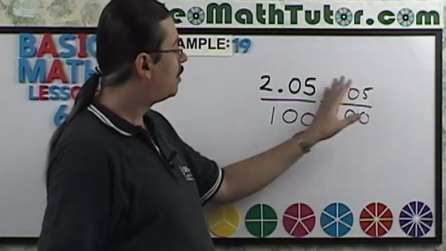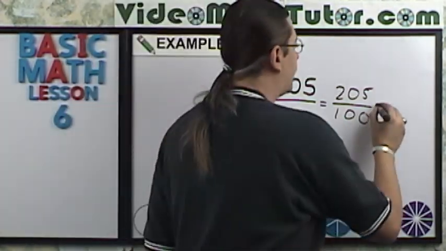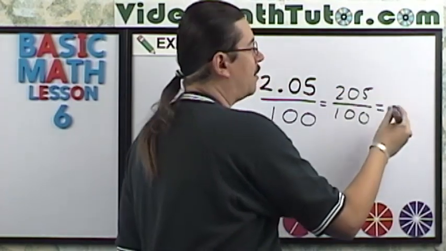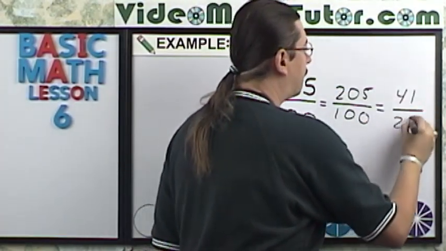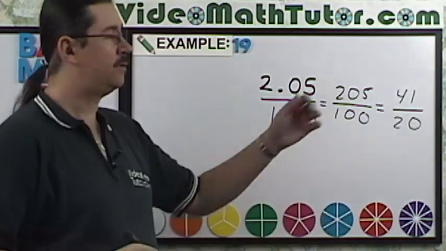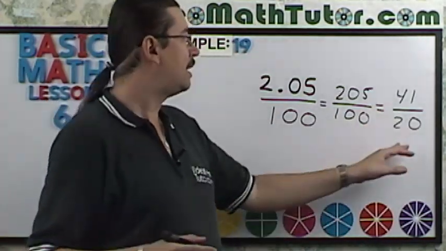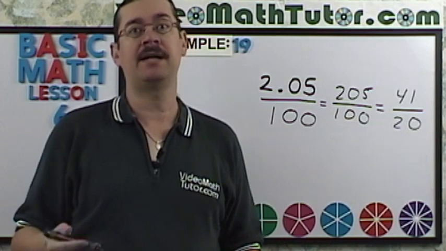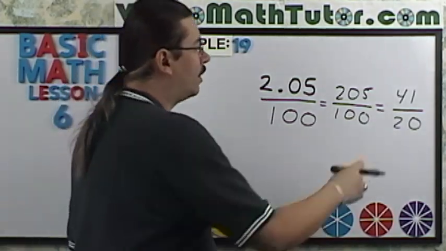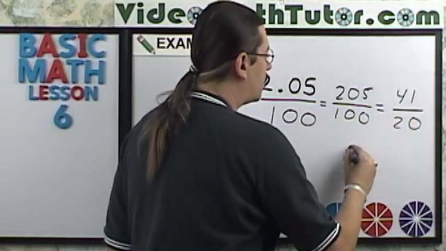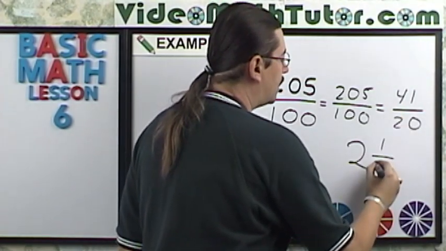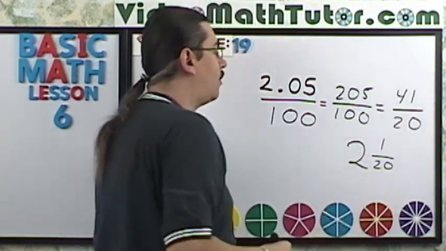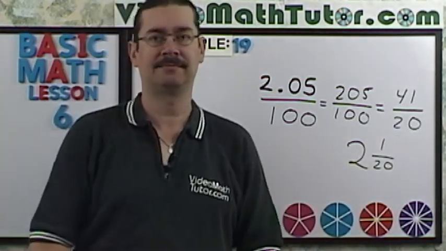I notice everything is divisible by 5, so doing it by hand or using a calculator, 205 divided by 5, you're going to get 41. 100 divided by 5 is going to be 20. And that's as far as you can go. Now, this is an answer, but some people may prefer to write down a mixed number. Well, 20 goes into 41 2 times, and you'd have 1 left over. So that's going to be the fractional part. So either one of these is the correct answer.